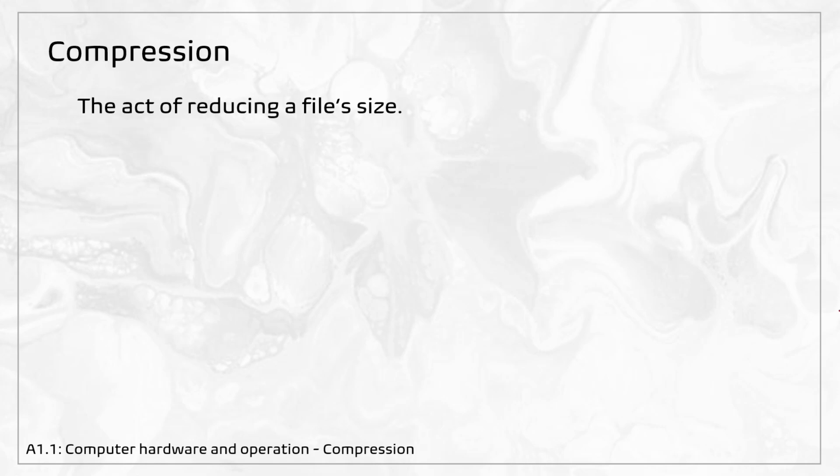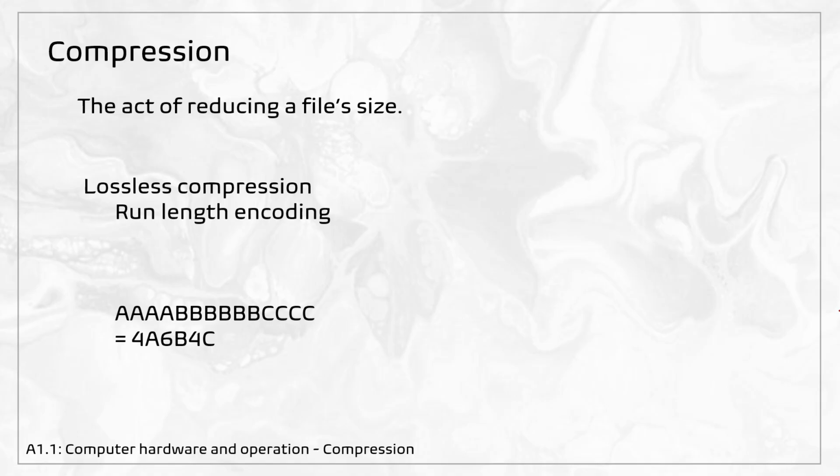Now let's move on to the concept of compression. Compression is simply the act of reducing a file size. This can happen in two ways. Lossless compression is a form of compression where data isn't lost at all. It's simply represented in a more compact way. This is done through run-length encoding, where repetition of data can be shortened.